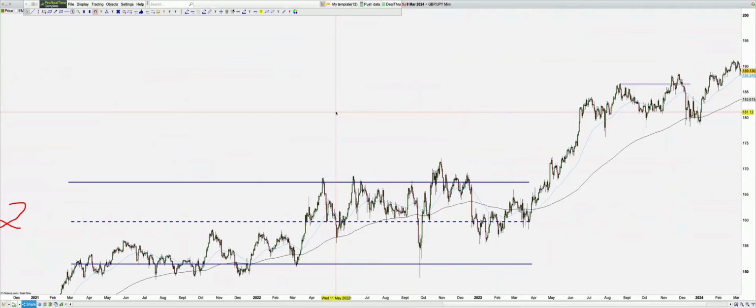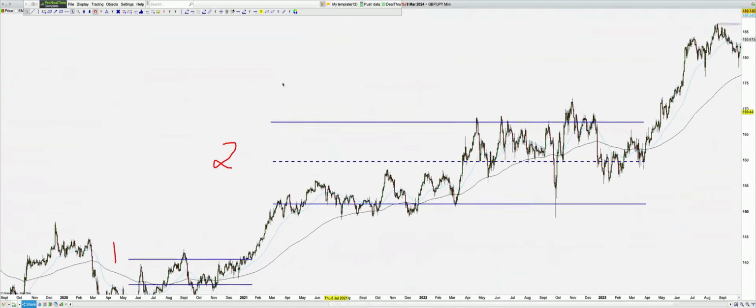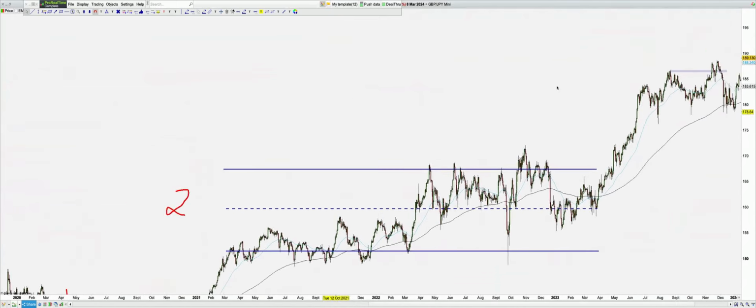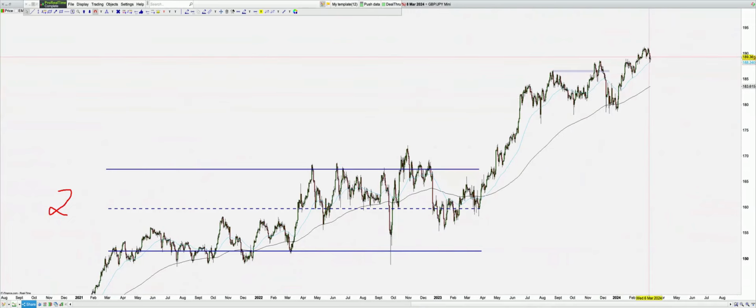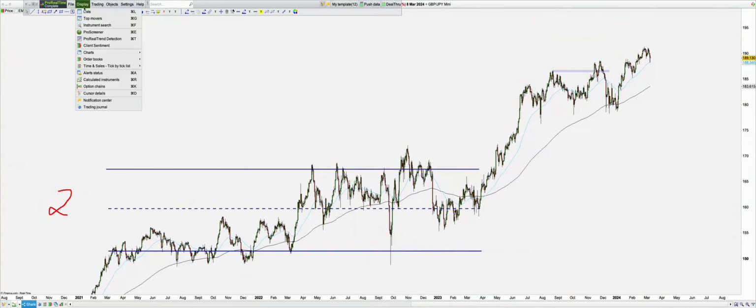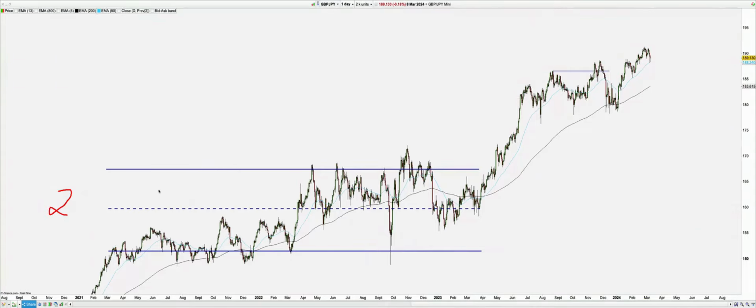GBP NZD. What are you saying? You can see the 1, the 2. 1, 2, 3 makes 1. Hugging off the 50-year EMA at the minute. That looks really good.